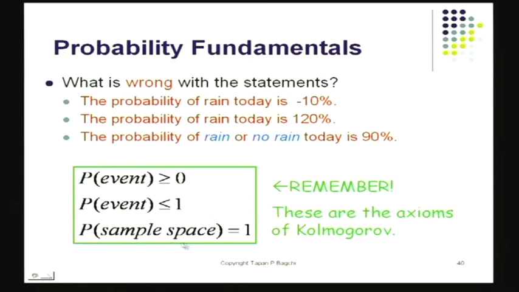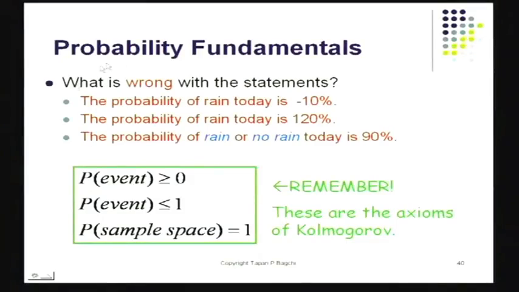And the probability of the full sample space, which in our case is rain plus no rain, the full sample space has two outcomes. One is rain, the other is no rain. That must be equal to 1. These came from a Russian mathematician, Kolmogorov. And all probability literature is really based on these.